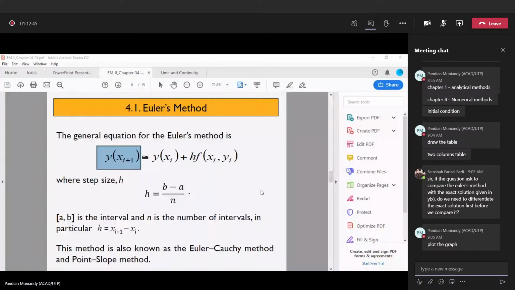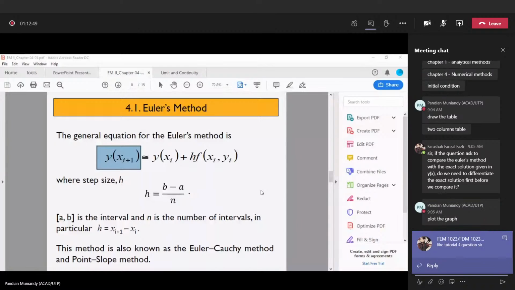Do we need to differentiate the exact solution first before we compare it?